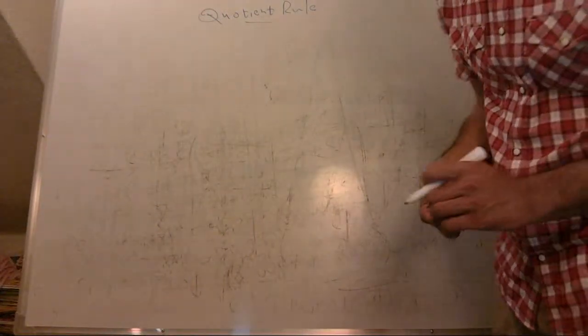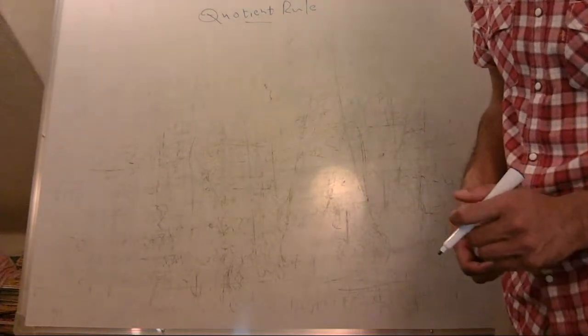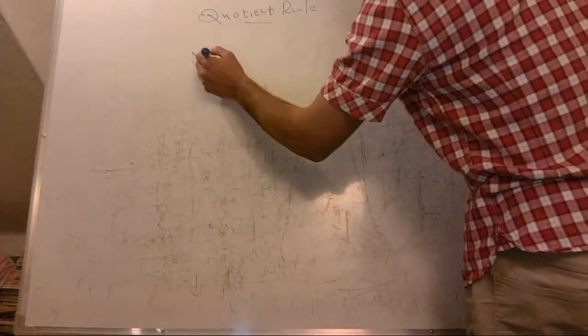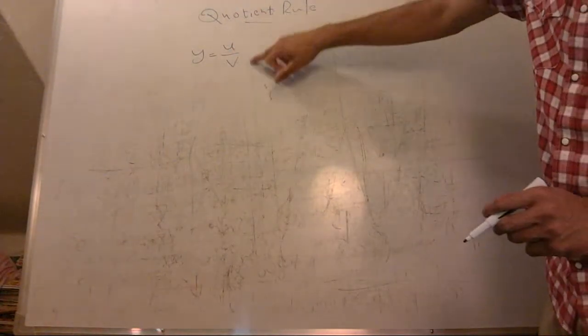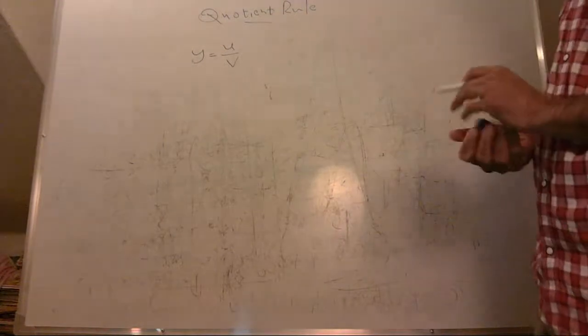Okay, in this video we're going to go through the quotient rule of differentiation. In the last video we did the product rule. In this video, the quotient means a function divided by another function. So something like this: y equals u over v, where u is a function and v is a function.